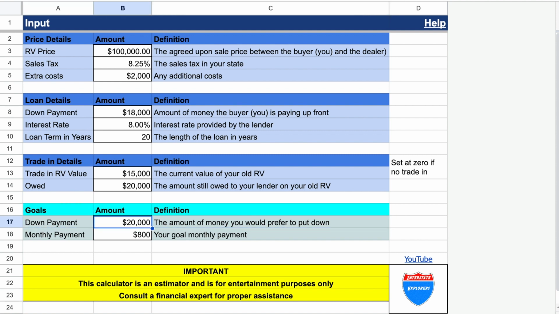And the final thing on this sheet are going to be just some of our goals. We're going to say that our goal for down payment is $20,000. We don't want to go over that goal. And our goal monthly payment is $800, and we want to try and get our payment underneath that.